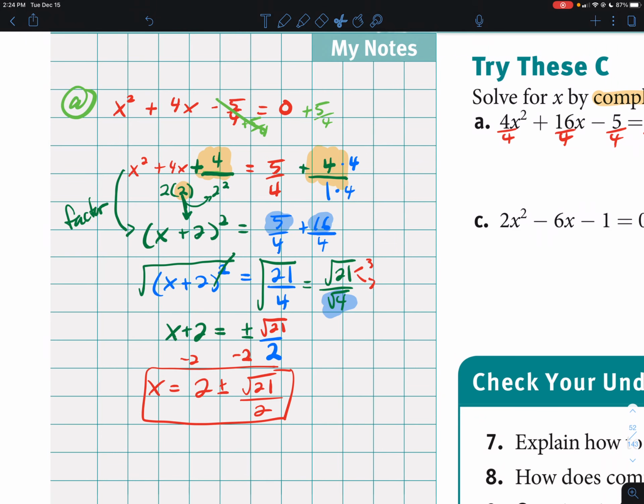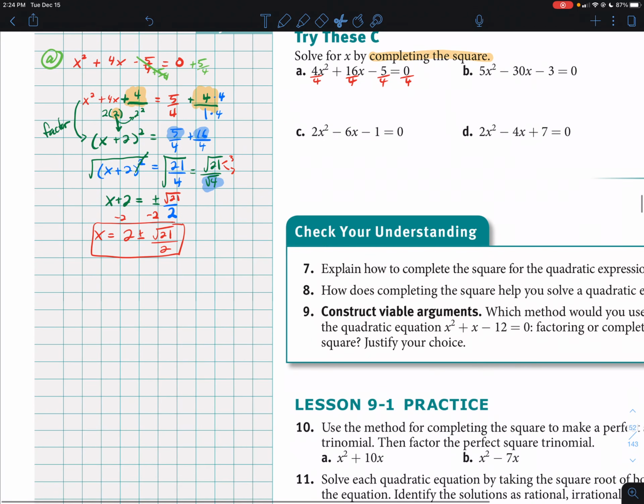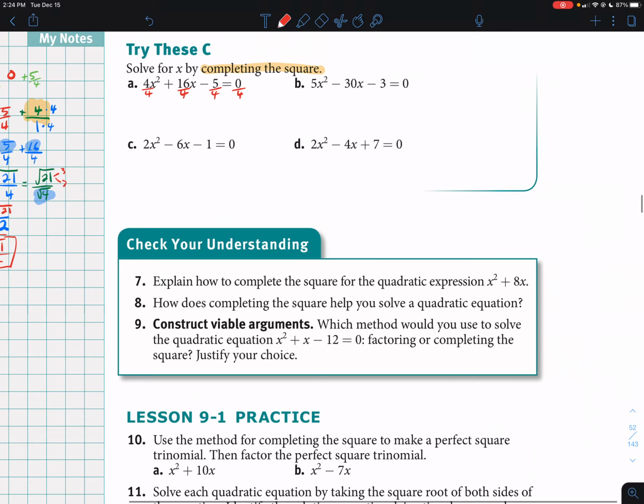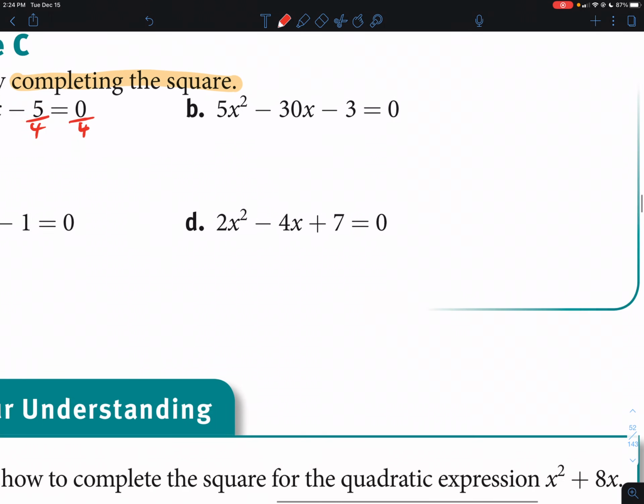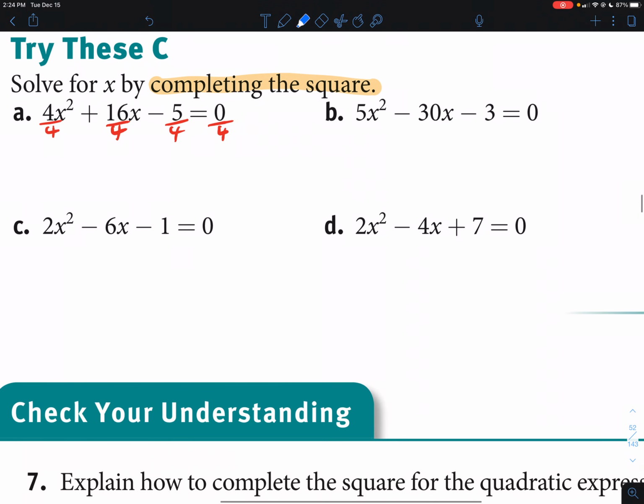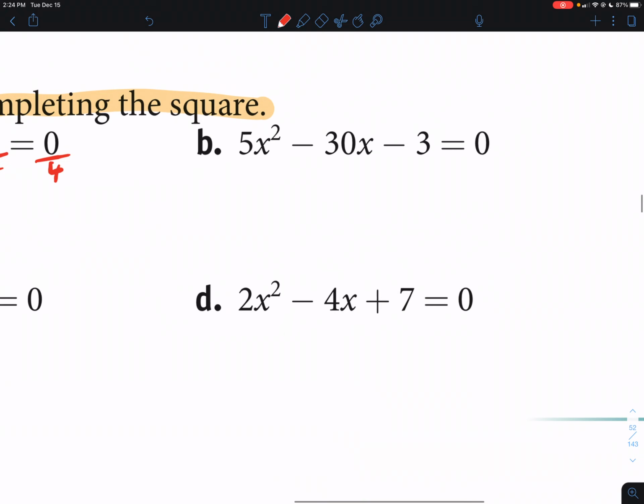Okay, I'm moving on to example B, which I'll go ahead and do over here. So what was the first thing I did on A here? I divided by the leading coefficient, which in this case is 5. So I need to take care of that first. Completing the square only works if a equals 1, so we have to force a to equal 1. So we end up with x squared minus 6x minus 3/5 equals 0.